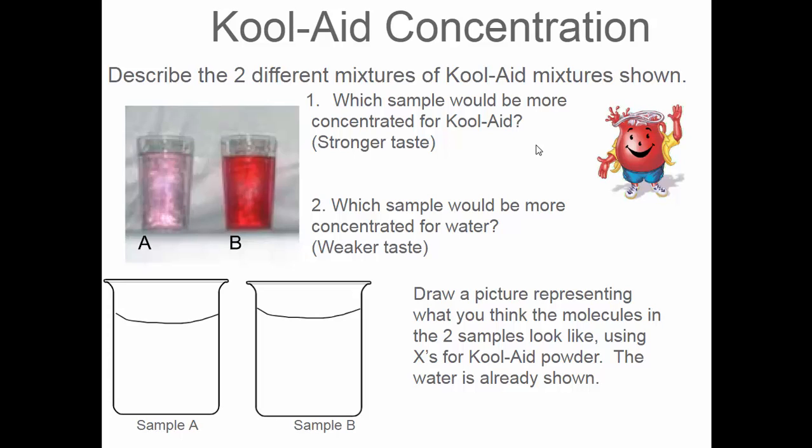So obviously if you made 2 glasses of Kool-Aid here, A and B, which is more concentrated for Kool-Aid? Evan? B, the darker one, the red one. How do you think you made that Kool-Aid versus making, what would you call A? Weaker, a more diluted version. And so A would have a lower concentration of Kool-Aid. Now, how would you make those? You put more powder in sample B and less powder in sample A.